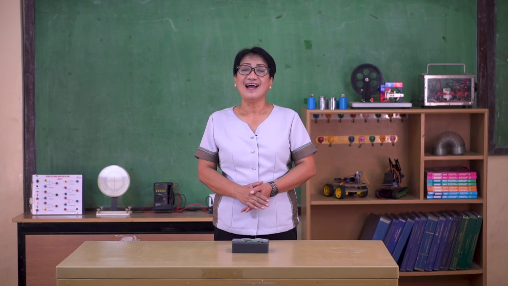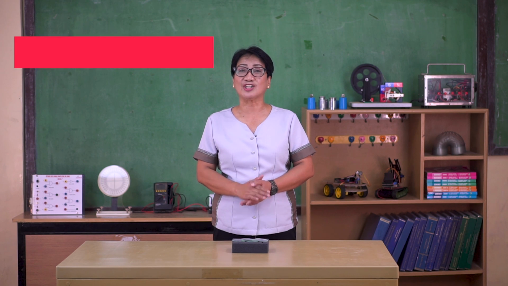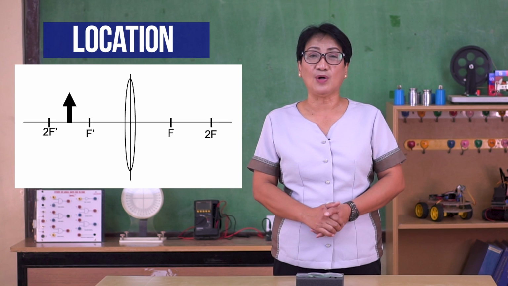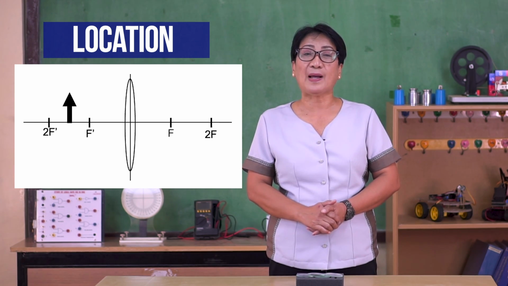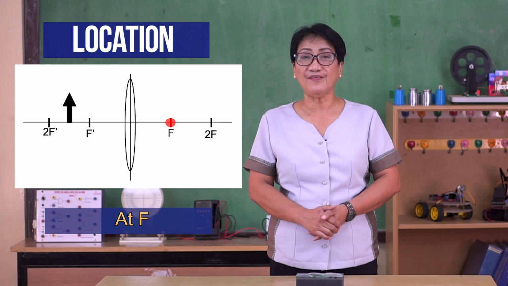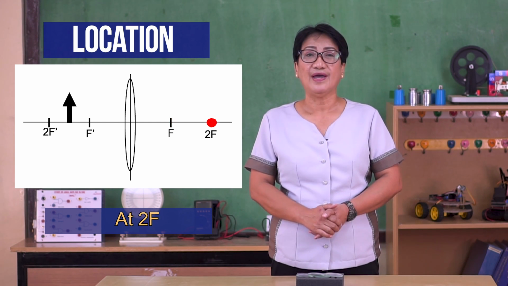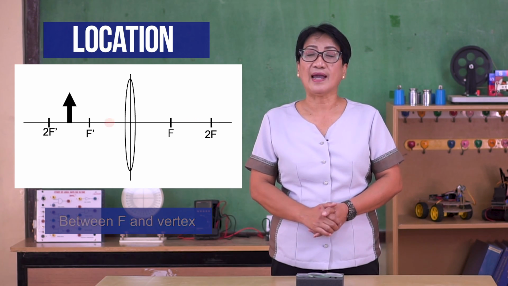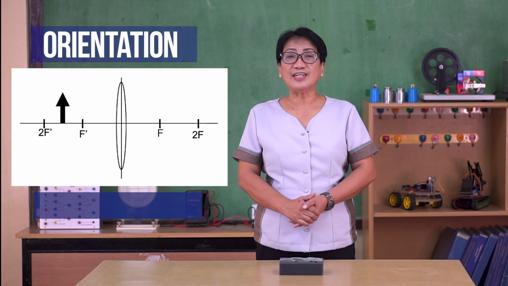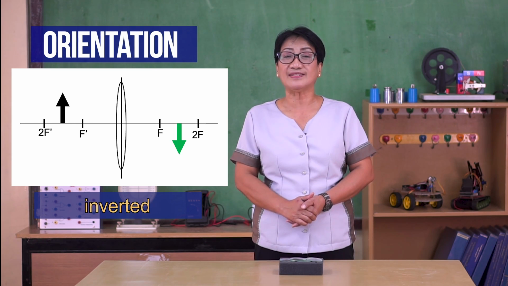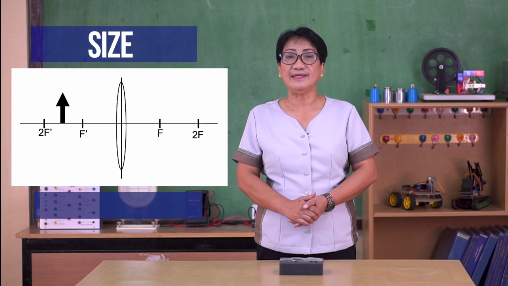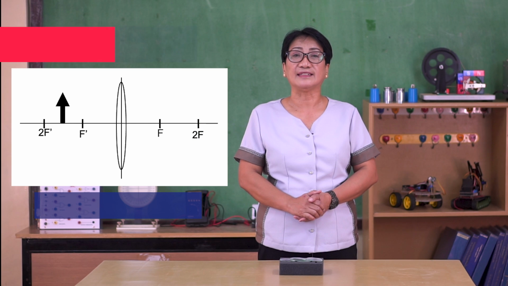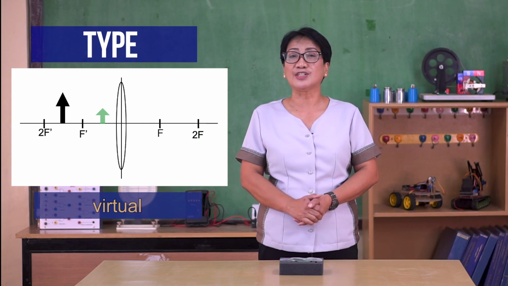Images formed in lenses are qualitatively described according to location, orientation, size, and type. The location of images may fall at points identified along the principal axis, such as at the focus F, at twice the focus 2F, between F and 2F, between F and vertex V, or beyond 2F. The orientation of the images may be described as inverted or upright. The size of the image compared to the object may be reduced, enlarged, or the same size, and the type of the image can be real or virtual.